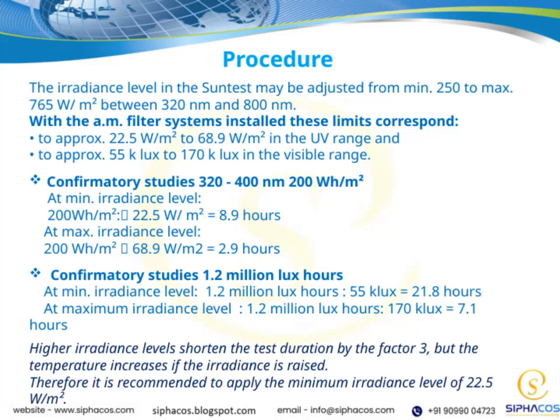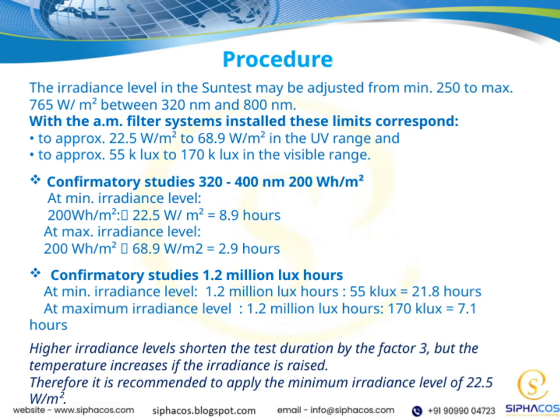On this slide, I want to highlight how the irradiance level in the Suntest can be adjusted, ranging from a minimum of 250 W per square meter up to a maximum of 765 W per square meter within the wavelength range of 320 to 800 nanometers. When we install the AM filter systems, these limits translate to specific values in the UV and visible ranges. In the UV range, that's approximately 22.5 W/m² at the low end and about 68.9 W/m² at the high end. For the visible range, we're looking at roughly 55,000 lux to 170,000 lux.